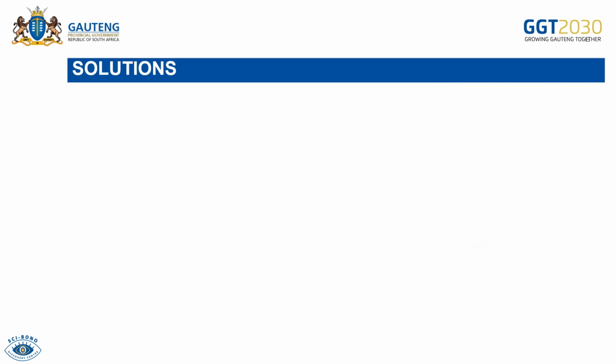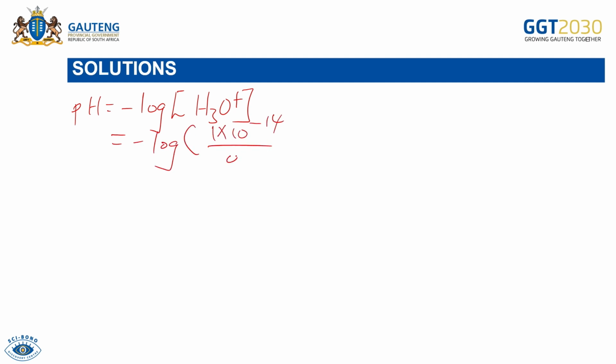After getting the concentration of hydronium ions, I will be able to calculate the pH, which is negative log concentration of hydronium ions, which is negative log of 1 times 10 to the power negative 14 divided by 0.2. So what's your answer here? And this pH, we are expecting it to be greater than 7. Why should it be greater than 7? Because we are talking about a base here. The pH of bases should be greater than 7.